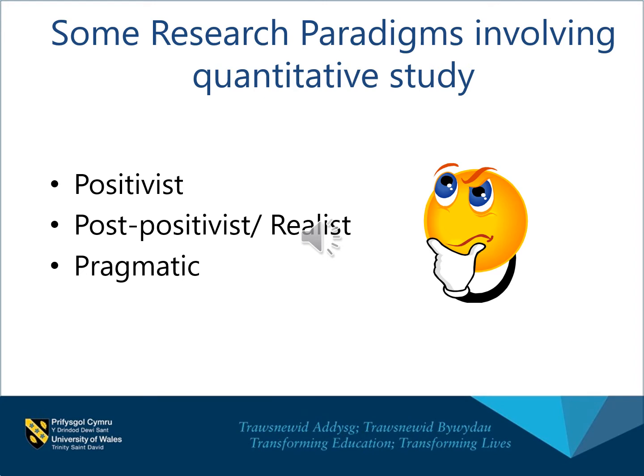So what we tend to find is that positivists will employ a quantitative methodology and a quantitative research design. Post-positivists, realists and pragmatists tend to move towards research designs that are mixed methods in their approach, because approaches that are purely quantitative will not fully answer the research questions they're posing.